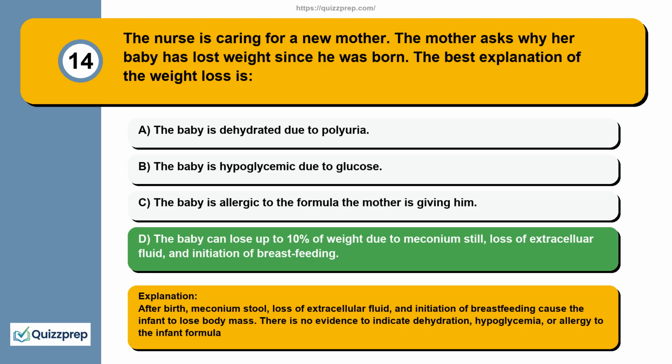After birth, meconium stool, loss of extracellular fluid, and initiation of breastfeeding cause the infant to lose body mass. There is no evidence to indicate dehydration, hypoglycemia, or allergy to the infant formula.